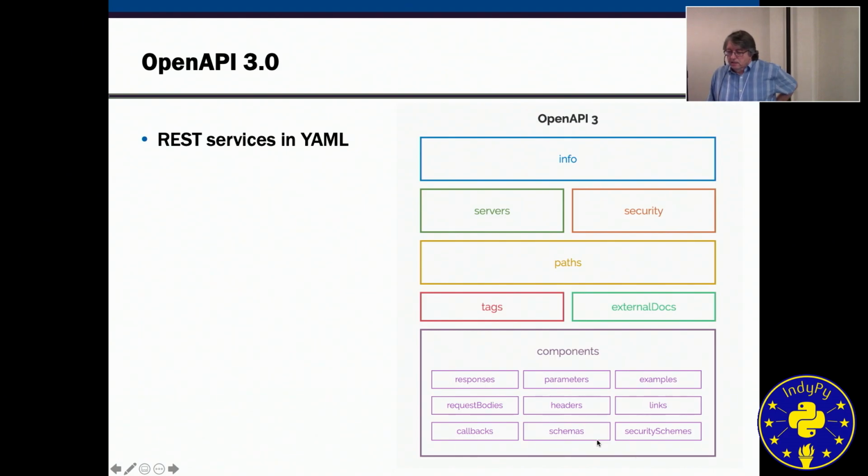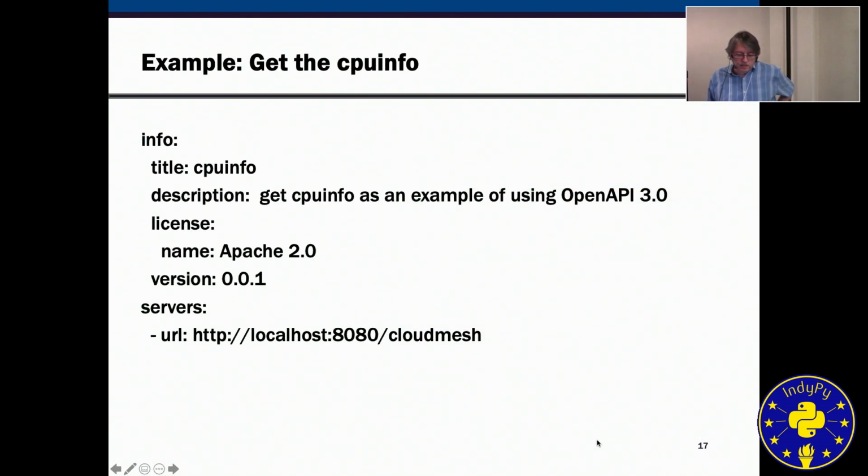OpenAPI comes with a bunch of blocks. It's actually a YAML document or a JSON document, and there are things like an information block, how you specify a server, how you do security, how you specify paths, and how you specify the components. Rather than run into more detailed information about this, I've decided to showcase how you, for example, develop a REST service that uses OpenAPI to return the CPU info from your particular computer.